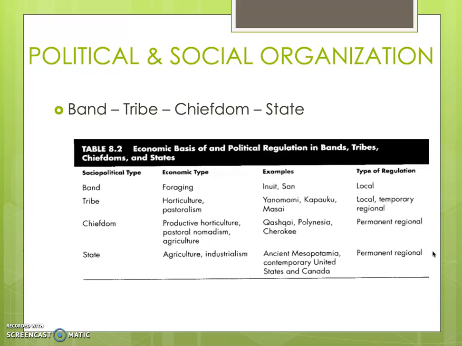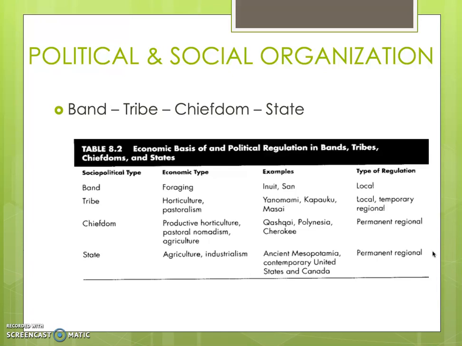A step up in complexity to that is the state. And that's the fourth under sociopolitical type. States are old. We've had states in the human record for 10,000 years or so. They coincide with the rise of settled agriculture, and then are certainly characteristic of industrialism. So you see ancient Mesopotamia, again, states are old, and then the contemporary United States and Canada. And here the type of regulation is permanent and regional, but a step up in complexity from the chiefdom.